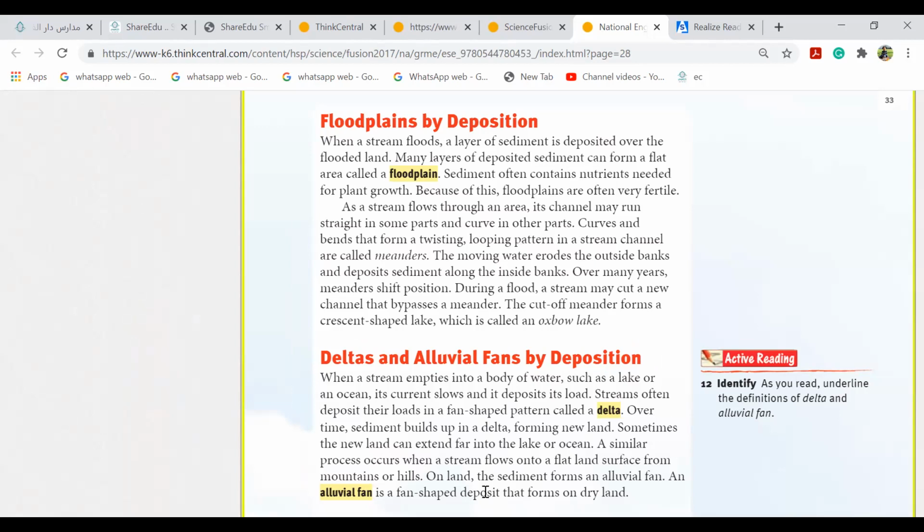Now, please highlight with me on page number 33. On page number 33, curves and bends that form a twisting, looping pattern in a stream are called meanders. If this meander is cut off and forms a crescent shape, it is called an oxbow lake.